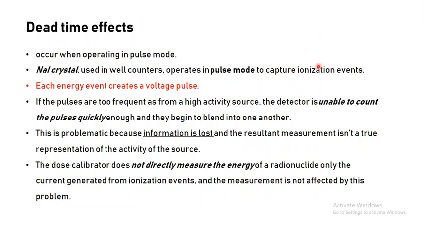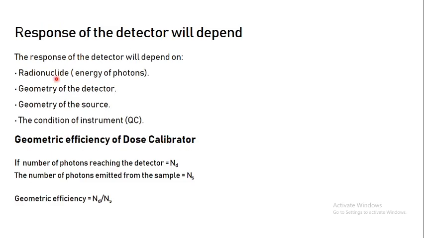This is another factor that affects the detection mode. The energy of the photon is very important. The energy of the photon should be in the range that is mentioned for that type of dose calibrator detector. The geometry of the detector is also important. The geometry of the source is also important, and the condition of the instrument.